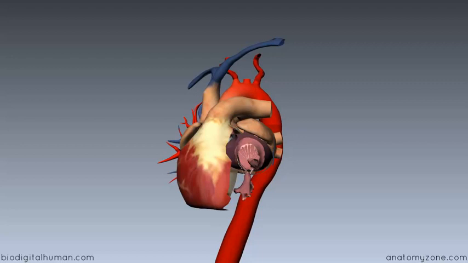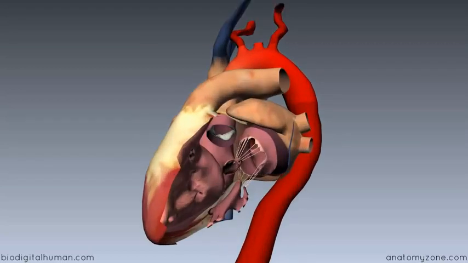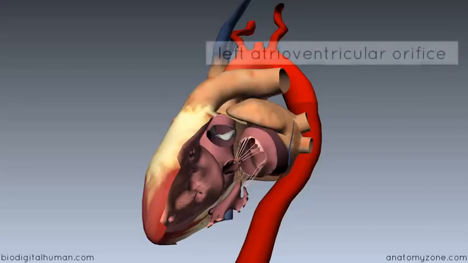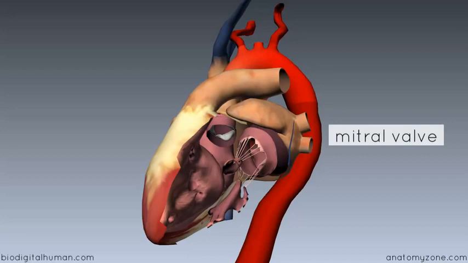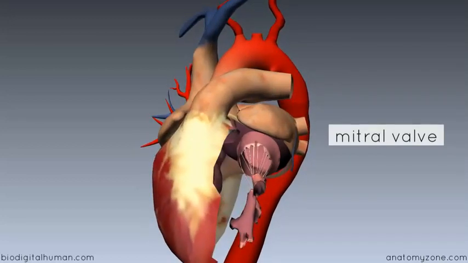So I've just dissected away the wall of the left ventricle, and we're looking inside at some of the structures. When blood enters from the left atrium into the left ventricle, it passes through the left atrioventricular orifice. This orifice forms this fibrous ring on which you've got the mitral valve attaching. The mitral valve is also sometimes called the bicuspid valve because it has two cusps.